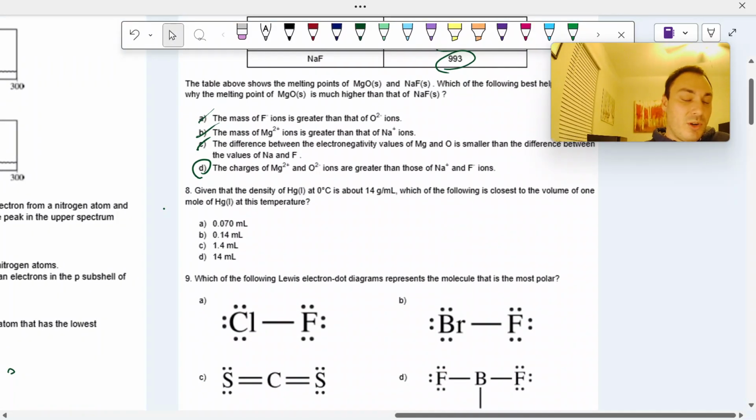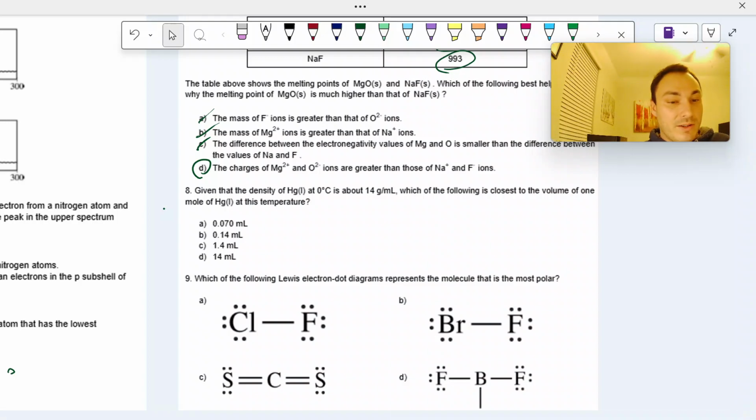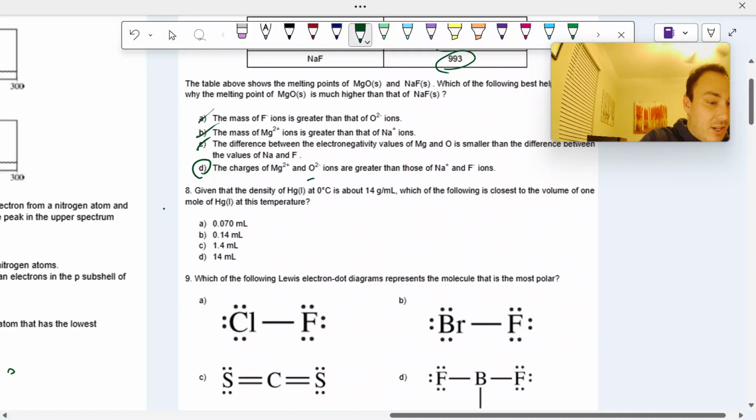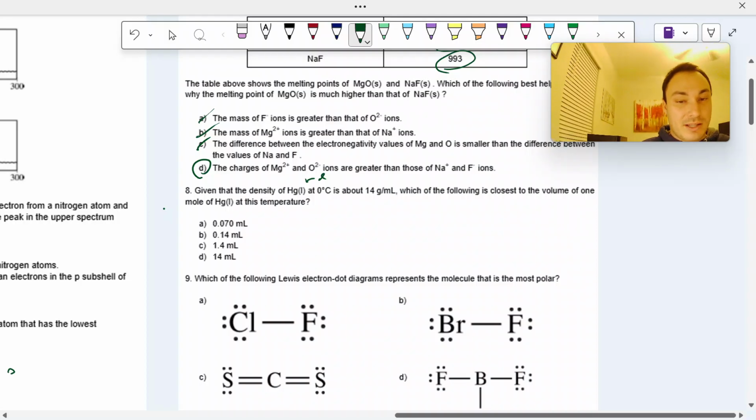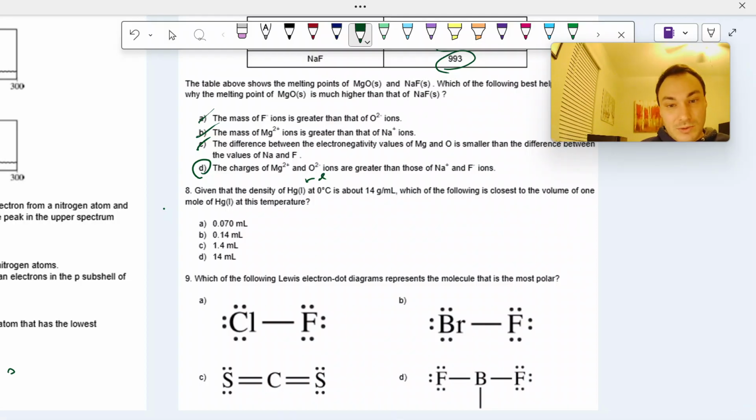Given the density of mercury at 0 degrees Celsius is about 14 grams per milliliter, which of the following is the closest to the volume of 1 mole of mercury liquid at this temperature? This little L is liquid. That's just the state. Mercury is a liquid at room temperature and at 0 degrees Celsius, which is why it was used in a whole bunch of thermometers, because it was one of the naturally occurring liquids that are elemental. This one was evil. They struggled on this one last year.